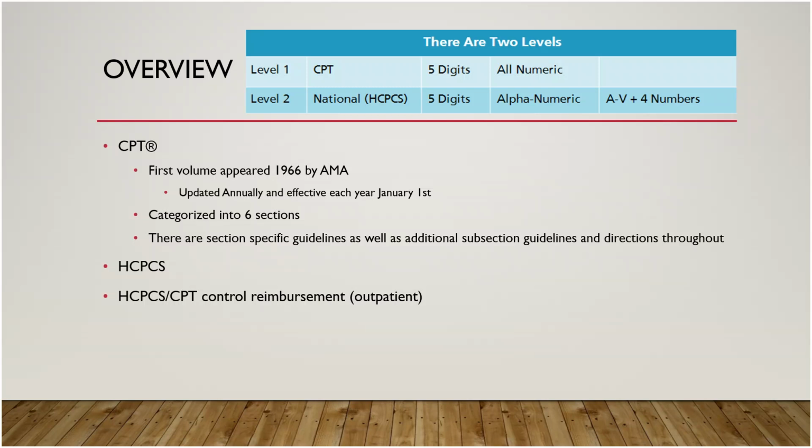Inpatient goes by DRGs, which are driven by diagnosis and depend on whether we have complications, major or minor complications and comorbidities, what's going to increase the risk and the severity, as well as whether they had other procedures that fall under those. But we're looking at outpatient for HCPCS and CPT.